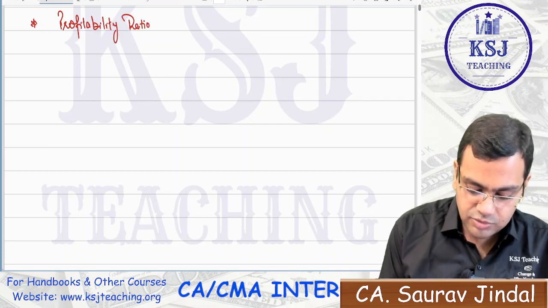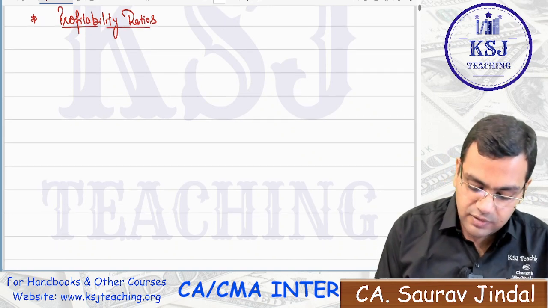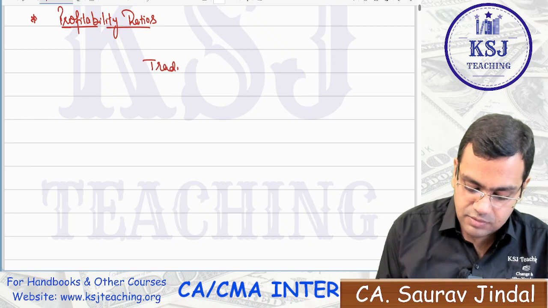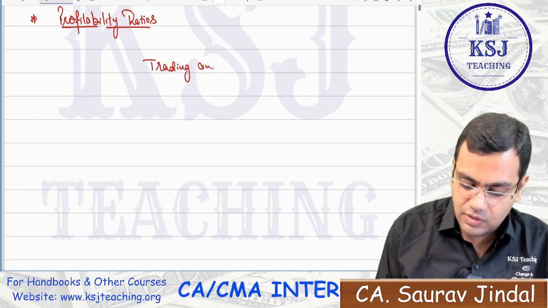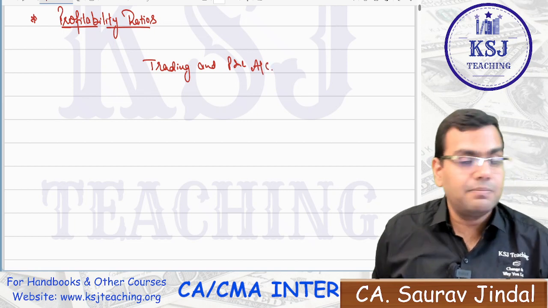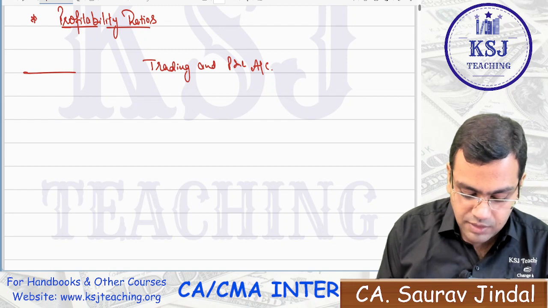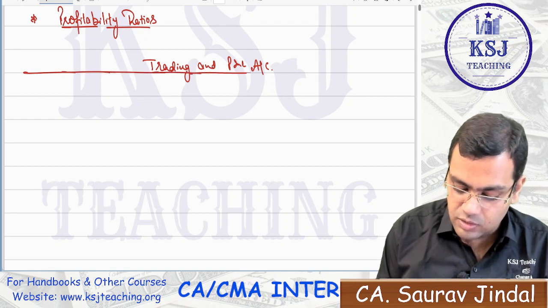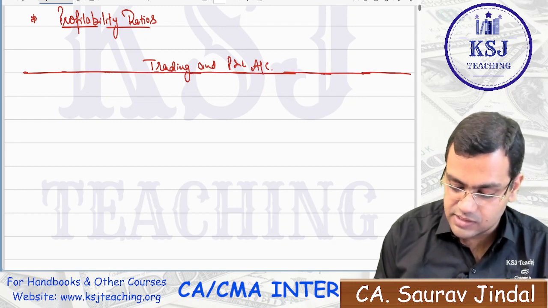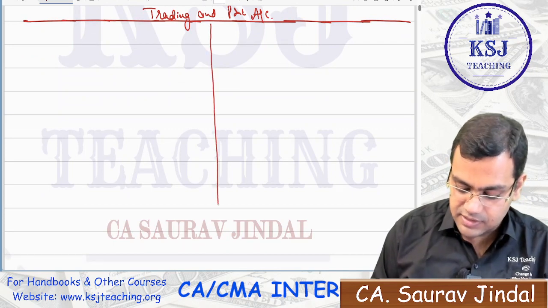Profitability ratios. For profitability ratios, what you have to remember is the trading and profit and loss account. Sir, we all know how to prepare it. Yes, I know you people are experts at preparing the trading and profit and loss account. You will know more than I do on how to prepare it. That's guaranteed, sir. You are super experts in this.